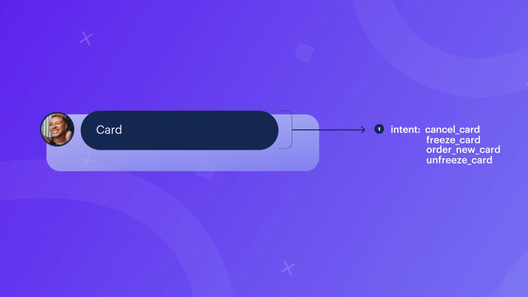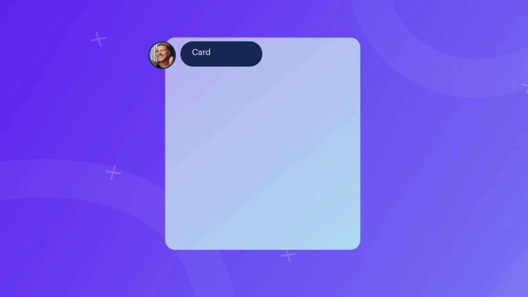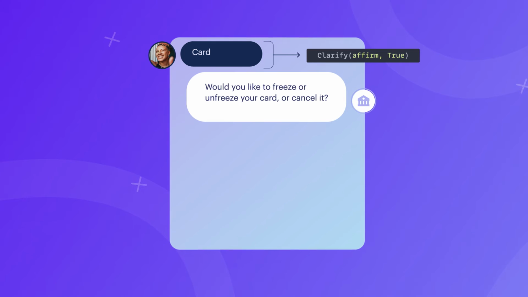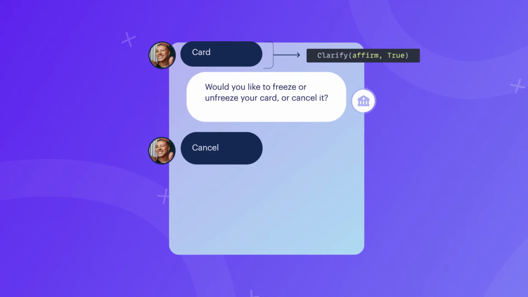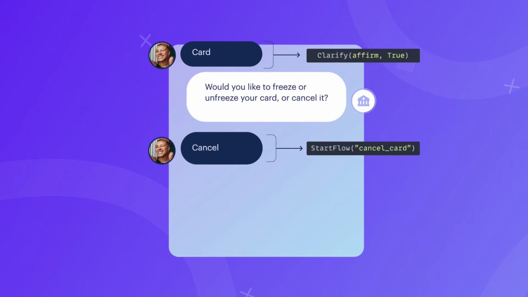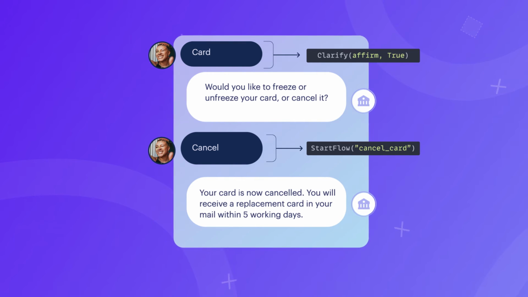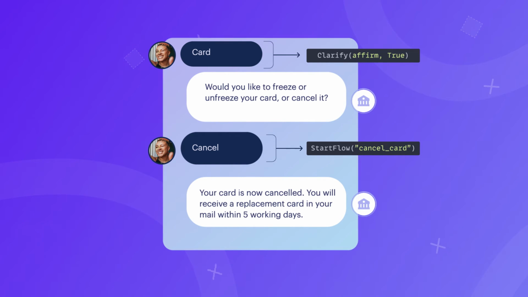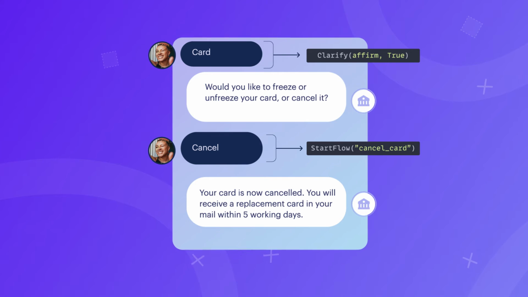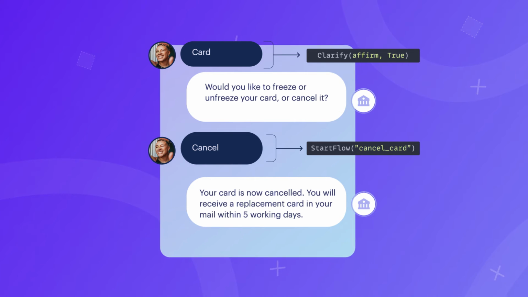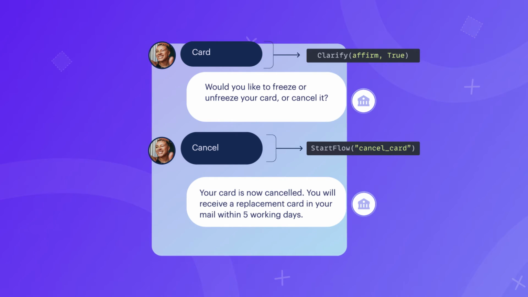For an LLM-based system, it is easy to simply proceed with asking for clarification and asking if the user would like to freeze the card, unfreeze the card, or cancel the card, or do something else. And then, when the clarification is provided, an assistant is good to go and proceed with a specific flow.